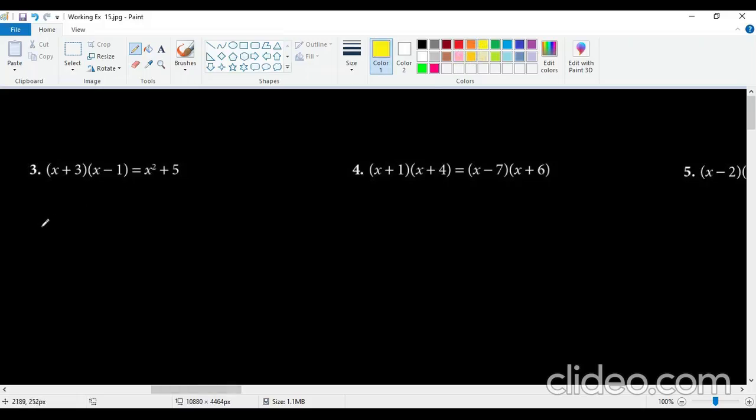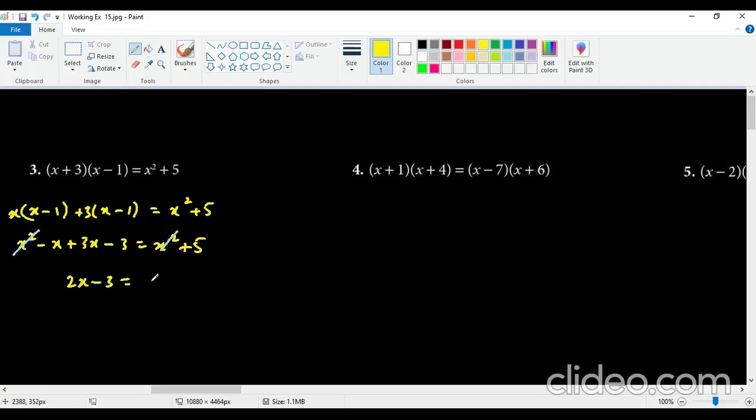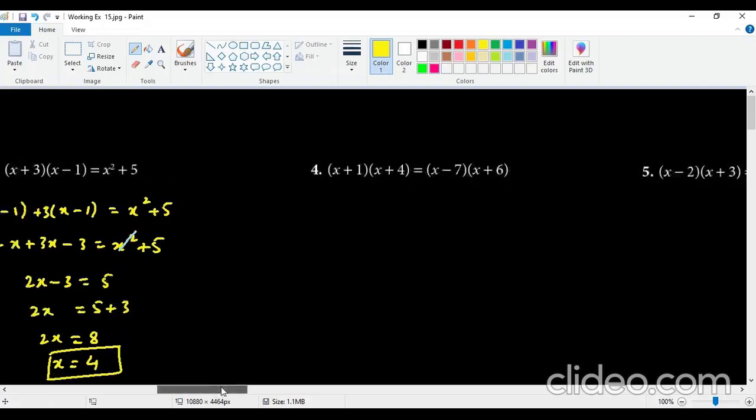Now I will write x minus 1 two different times as the pattern of this expansion, and I will multiply first by x and then by plus 3. So this is going to give us x square minus x plus 3x minus 3 equals x square plus 5. The x square and x square are going to be cancelled on each side. So 3x minus 1x is going to give us 2x, minus 3 equals 5. That means 2x equals 5 plus 3, and this makes 2x equals 8. When 8 is divided by 2, it gives us 4 as the answer for question number 3. Moving on to the next question.